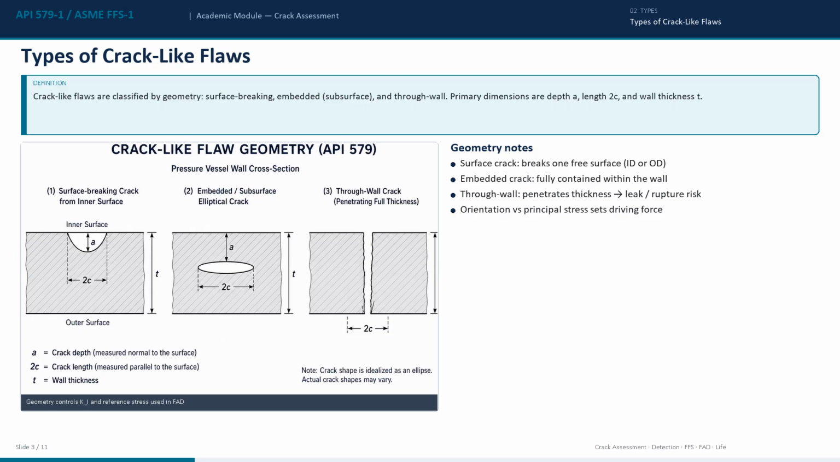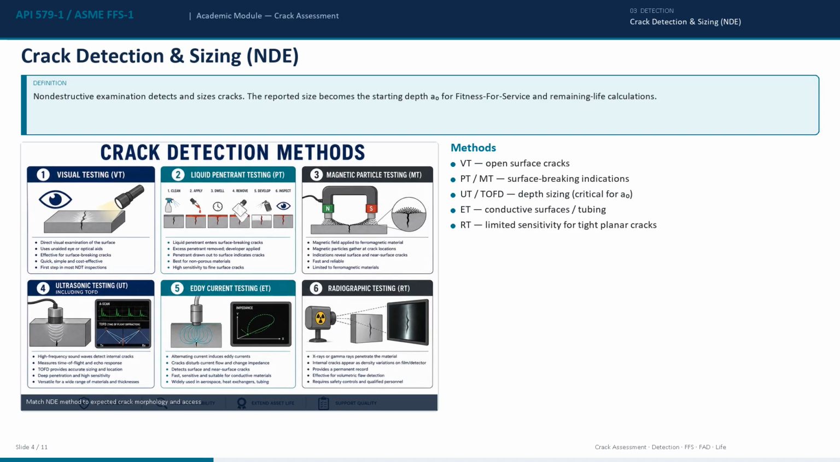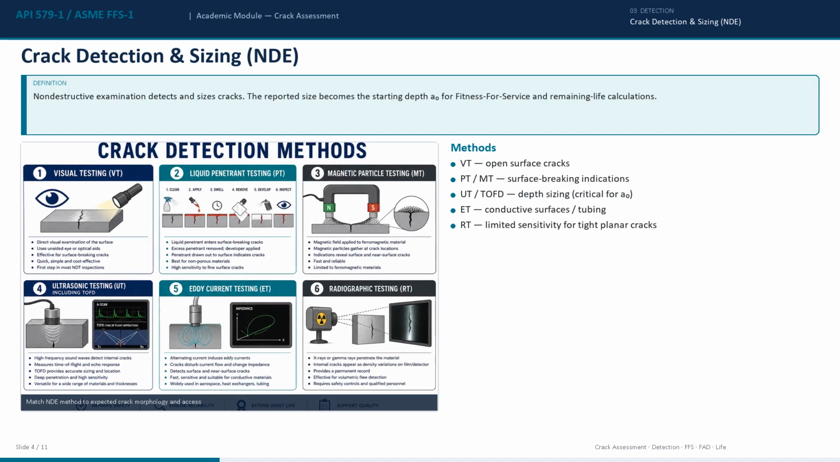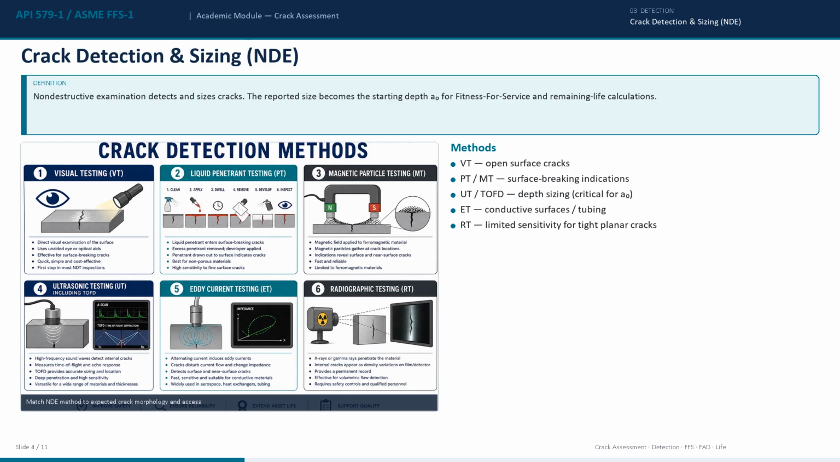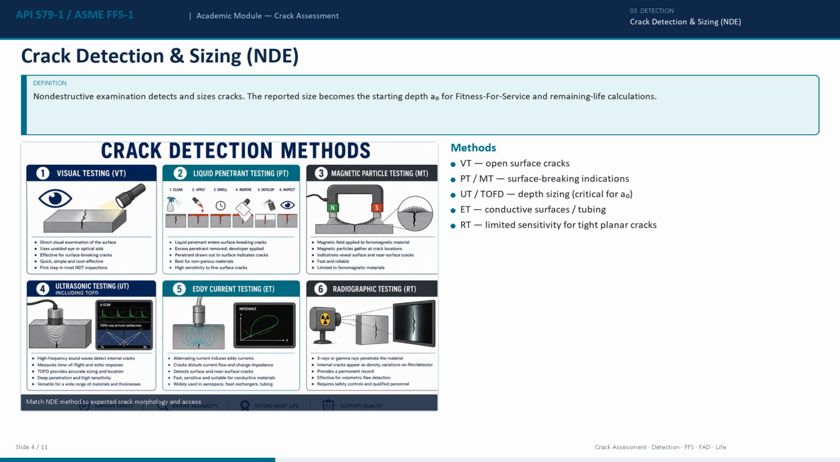Next, finding and sizing it. Cracks don't announce themselves, so we rely on non-destructive examination. Visual testing catches open surface cracks. Penetrant and magnetic particle methods pick up surface-breaking indications. Ultrasonic testing, especially time-of-flight diffraction, is usually what gives us a usable depth. Eddy current helps on tubing and conductive surfaces. Radiography can help in some geometries, but it's often less sensitive to tight planar cracks.